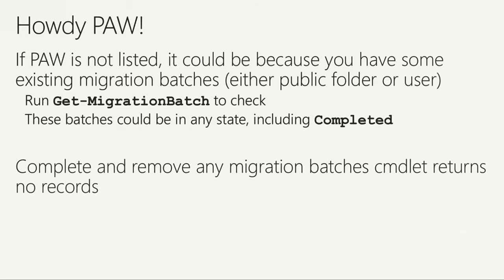And if you do see some migration batches returned with that cmdlet, you want to check the state, because any that are in a completed state, you want to just go ahead and remove them, and anything not in a completed state, you want to move to completed and then remove those as well. Once you've completed and removed any legacy migration batches, that's when PAW will automatically be enabled for your tenant, and that's when your tenant will start benefiting from the use of the new migration code.